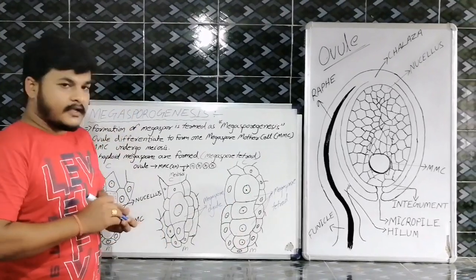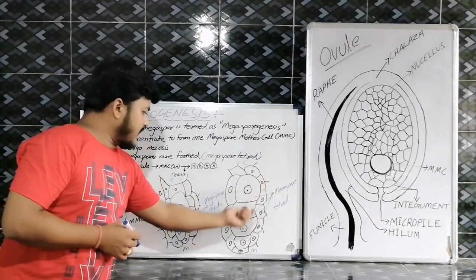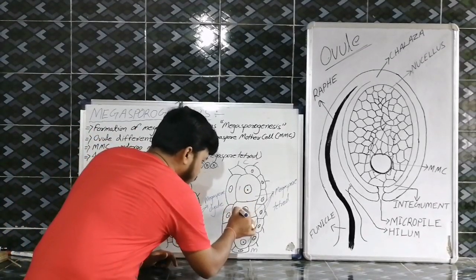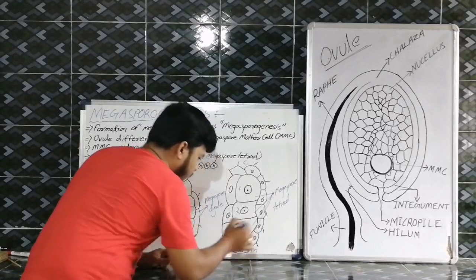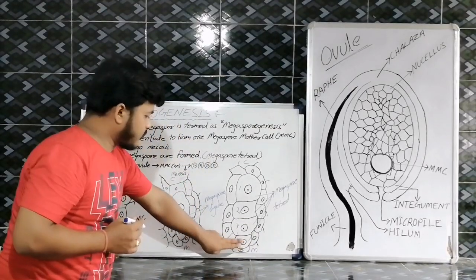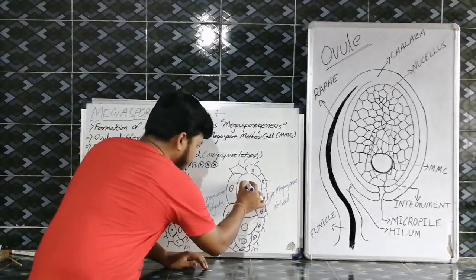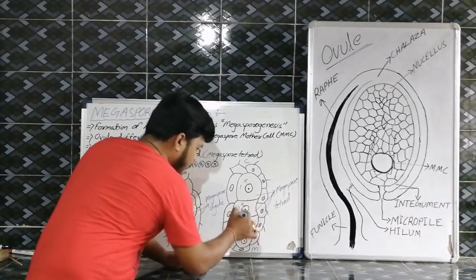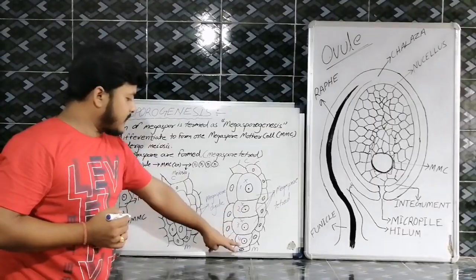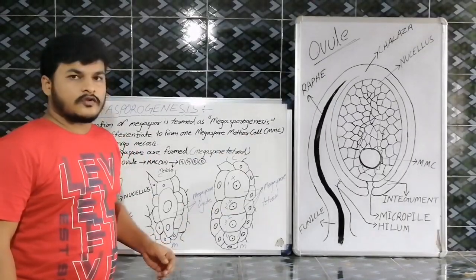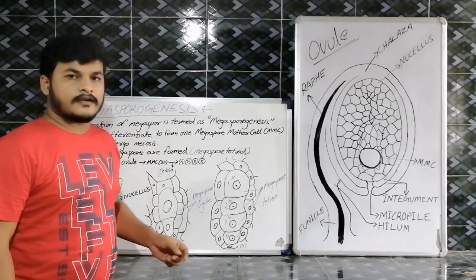And in the next stage, there are cells number 1, 2, 3, and 4. A single cell remains, and the upper three, that means number 1, number 2, and number 3, are degenerated, and a single one is left. This gives rise to the formation of the embryo sac later.